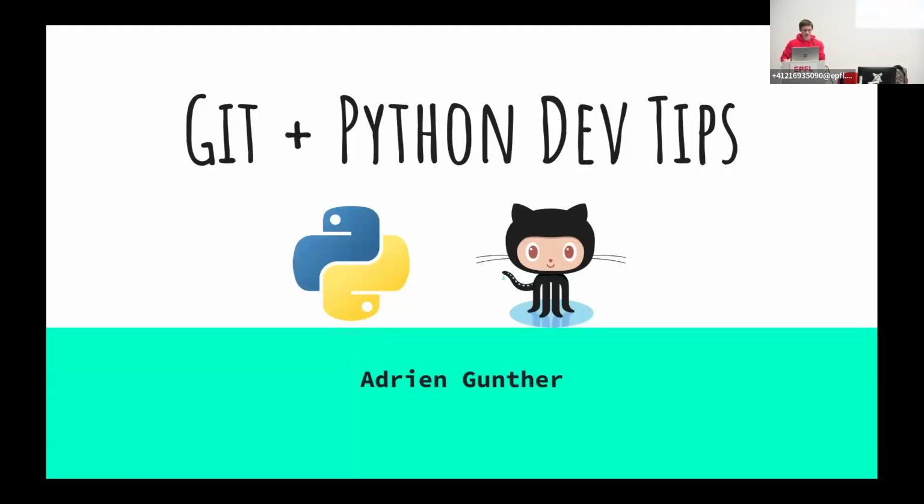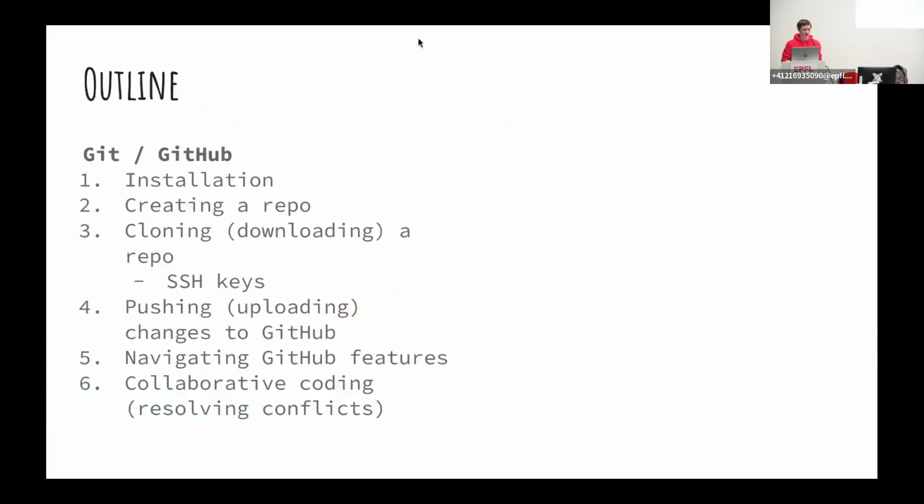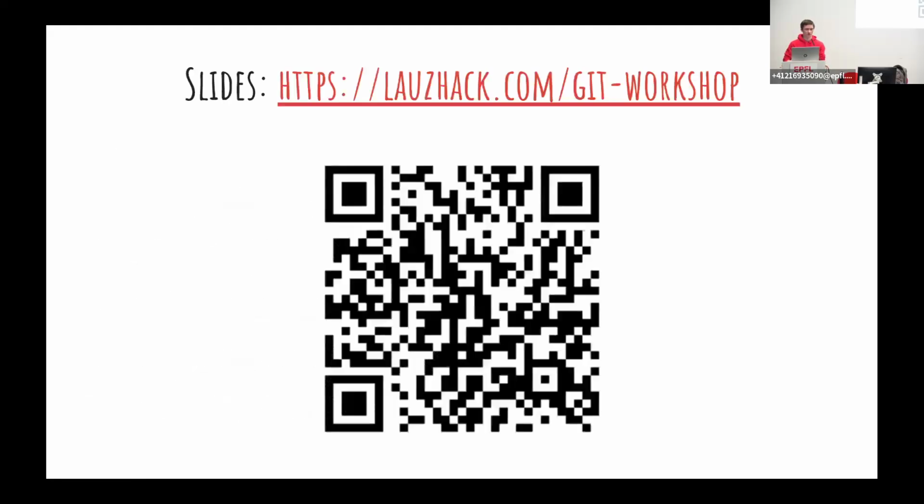To give a quick outline of what we'll see, we'll look at how we install Git, how do we create a repo on GitHub, how do you download it, use it, and how do you set up SSH keys to properly download repositories, but also how do you upload code to GitHub, how do you push changes, some GitHub features, and also how do you do collaborative coding, which is the primary goal of GitHub.